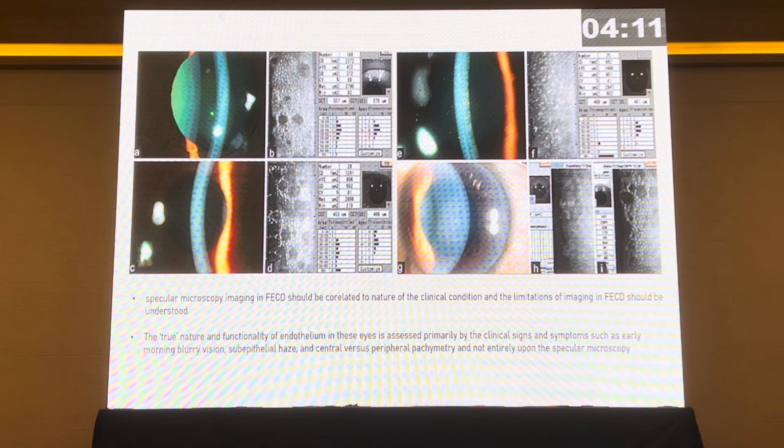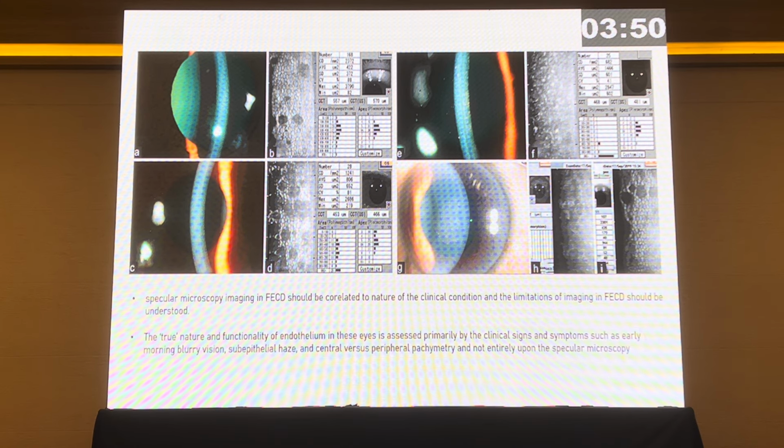Here the cornea, the stroma is still clear. And in this one, this is confluent guttae. Because it is in the center, you're not getting a good picture. You cannot make out the cell size or shape or anything. But if you look at the CCT, it's still 448, so it's still actually good. So just by looking at the specular, you cannot make the diagnosis or prognosis of the condition.